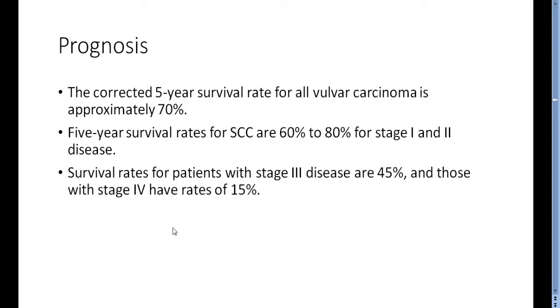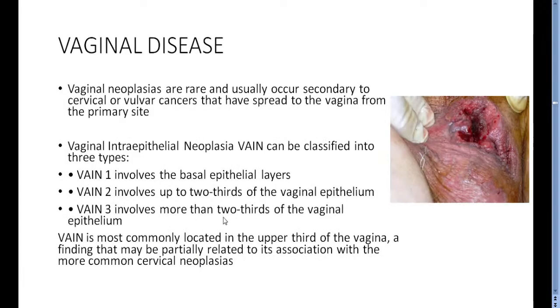Unfortunately, the 5-year survival rate for squamous cell carcinoma stage 3 is usually less than 50%, and for stage 4, only 15% of patients will live for 5 years after the treatment. Vaginal disease also can be precancerous, but frankly speaking, not quite as often as for the vulva and cervix.